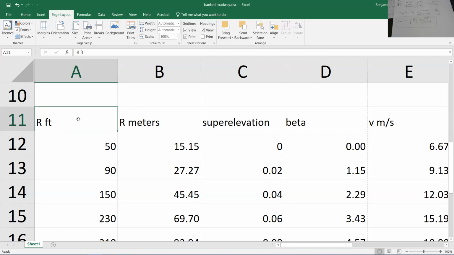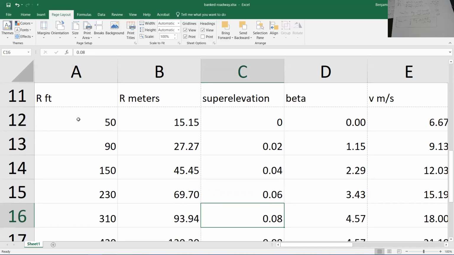But I took the data from the website. I've got a set of different radii for cloverleaf interchanges of increasing radius. I took those distances in feet and converted them into meters. I went ahead and entered the super elevation. Now remember, these are not angles in degrees or radians. These are the actual tangents of the angles. And my formula, if you recall, involves tangent anyway.